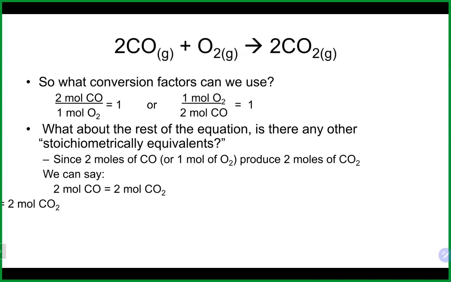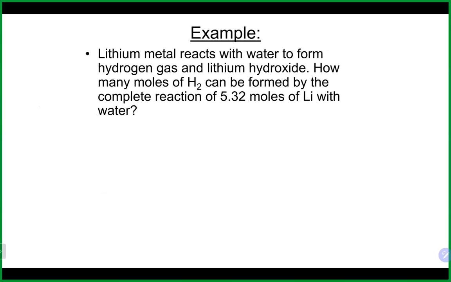Okay, so let's take a look at another one here. So you will be professionals here by the time we're done. I believe in you. All right, so we have lithium metal reacts with water to form hydrogen gas and lithium hydroxide. In this case, we're looking for how many moles of H2 can be formed from the reaction of 5.32 moles of lithium with water. And a couple of things that you probably will need, maybe or maybe not on this one, but I'll put it up anyway: lithium 6.941, hydrogen 1.008, oxygen is 16.